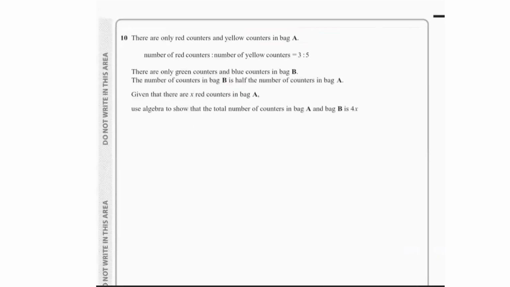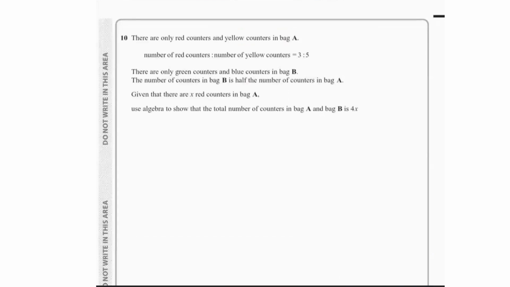Next question says there are only red counters and yellow counters in bag A. The number of red counters to the number of yellow counters is 3:5. There are only green counters and blue counters in bag B. The number of counters in bag B is half the number of counters in bag A. Given that there are x red counters in bag A, use algebra to show that the total number of counters in bag A and bag B is 4x.